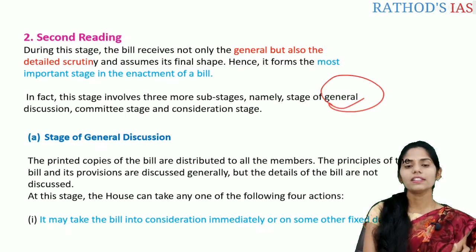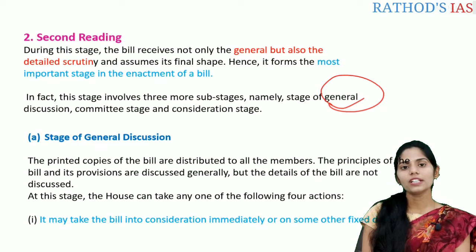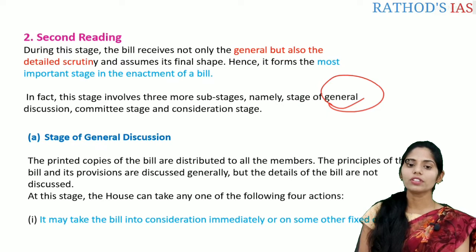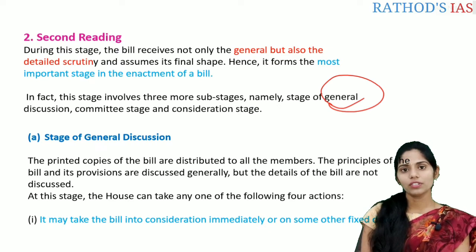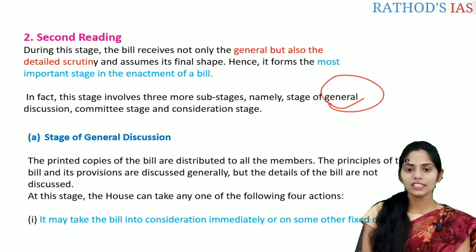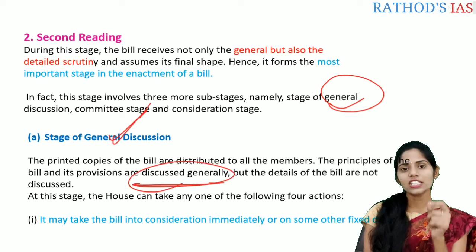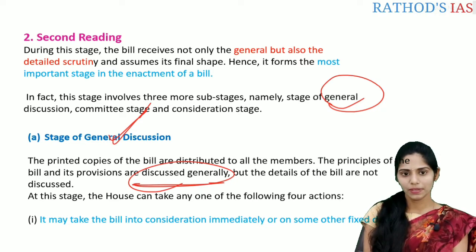So what will happen in this general discussion? The printed copies of this bill are distributed to all the members of the House, and the principles of the bill and also its provisions are discussed generally, but the details of the bill are not discussed till now. Okay, so only the general discussion will happen in this stage, and each and every member of the House will have the printed copies of this bill.